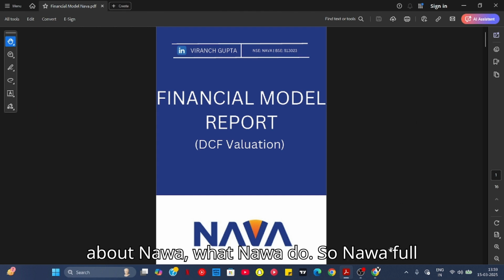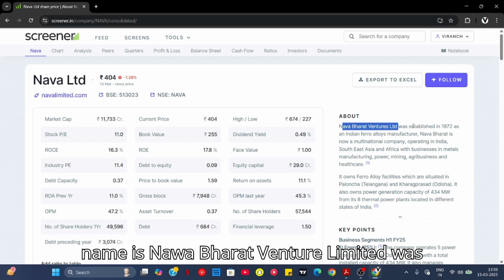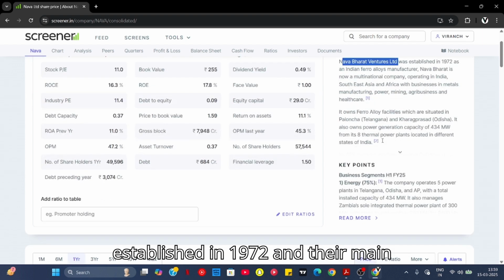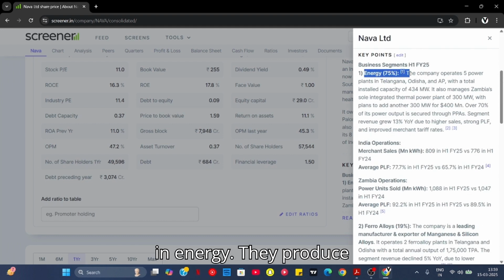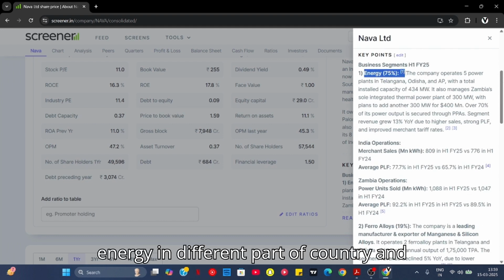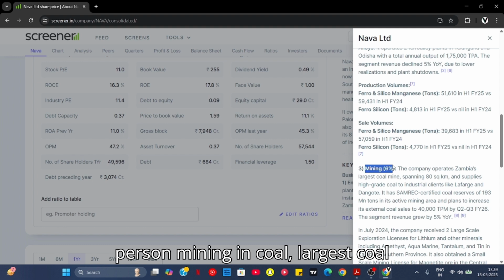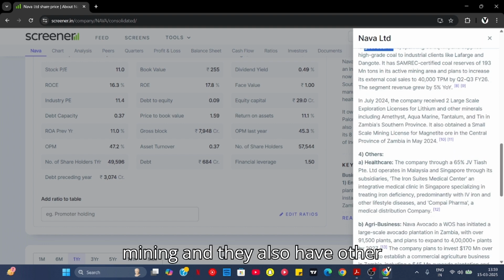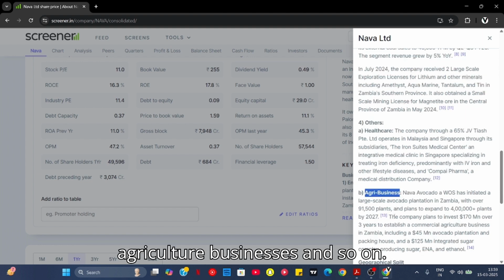So let's read about Nava, what Nava does. Nava, full name Nava Bharat Ventures Limited, was established in 1972 and their main business is in energy. They have 75% in energy. They produce energy in different parts of the country, plus they have 19% ferro alloys and 6% mining in coal, largest coal mining. And they also have other businesses in healthcare, agri businesses, agriculture businesses, and so on.